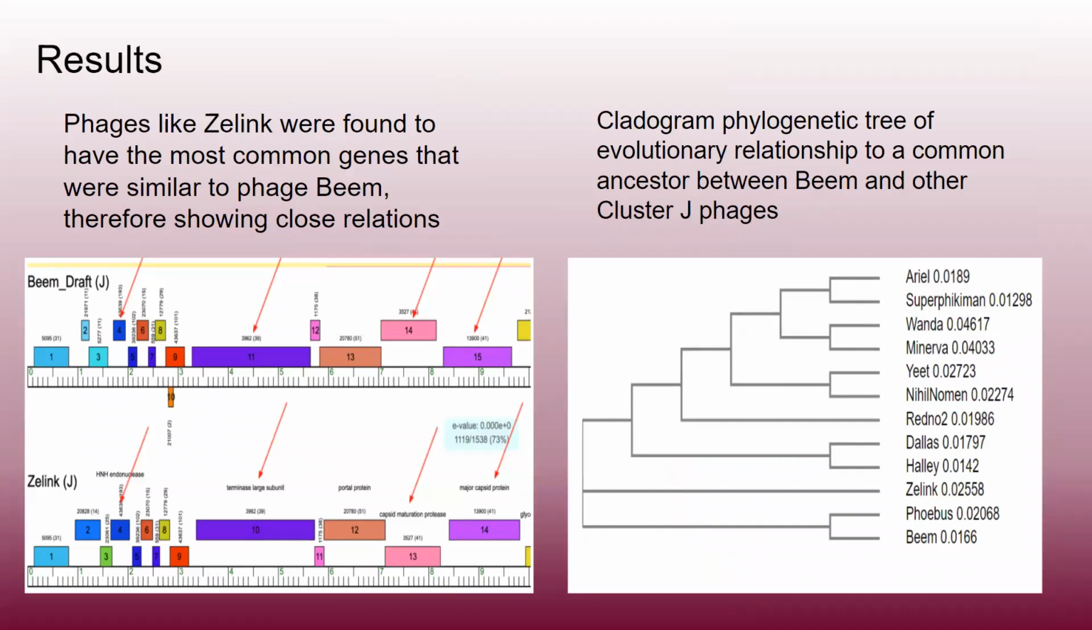So for our first portion of the results, phages like Zeklink were found to have the most common genes, similar to phage Beam. And Zeklink is found in cluster J, and so with other cluster J phages that had common genes with Beam, we made a cladogram phylogenetic tree showing those evolutionary relationships to a common ancestor. And the numbers represent the length of the branches, and the larger the number, the greater the genetic change of the phage from the common ancestor.